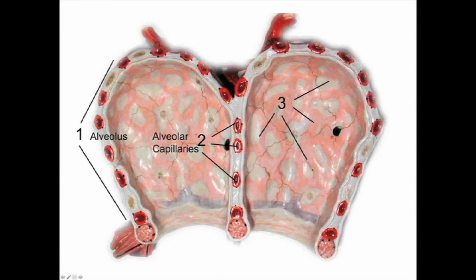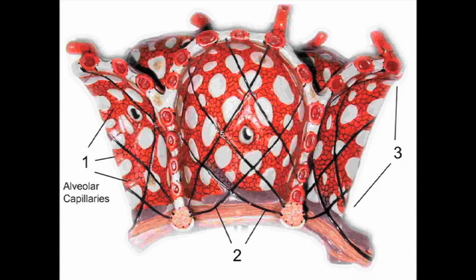And then 3, it actually shows you the little parts, which is going to be our alveolar epithelial cells. And here again we have our alveolar capillaries, and then 2, a new one for you guys, that's going to be our elastic fibers, and those are going to help collapse and expand the alveoli, especially when we're not using some of them. And then here is a little half view of our alveolus.